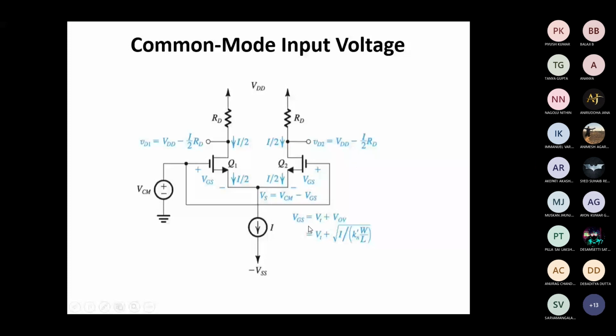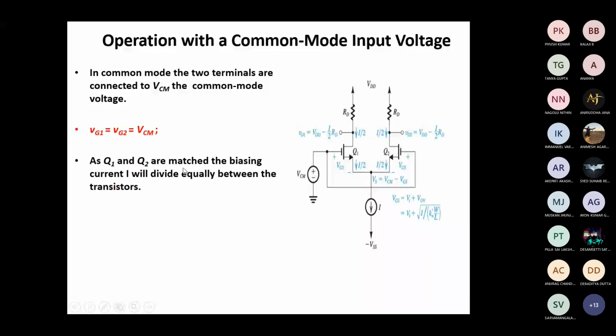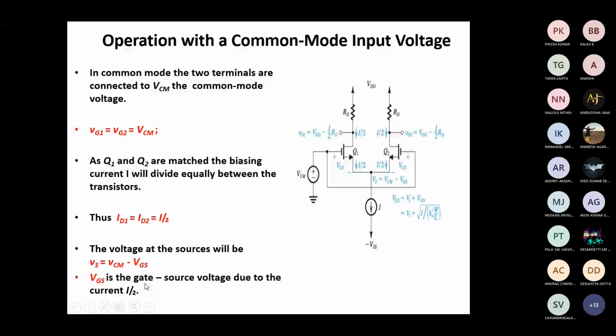In common mode, the two terminals are connected to the common input, the common mode voltage. So the gate voltages VG1 and VG2 are equal to VCM. As Q1 and Q2 are matched, the biasing current I will divide equally between the transistors. Thus the drain current will be equal to I by 2. And the voltage at the sources will be Vs equal to VCM minus VGS, where VGS is the gate to source voltage due to the current I by 2.